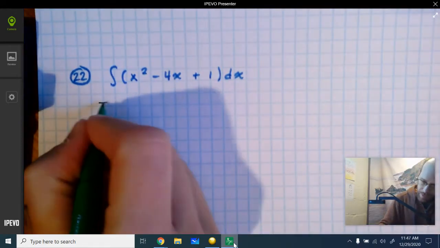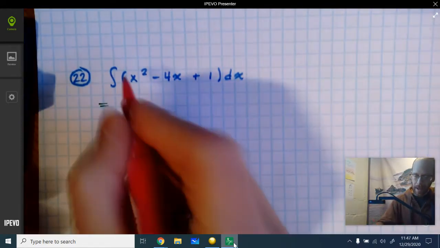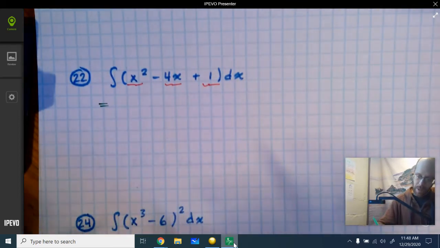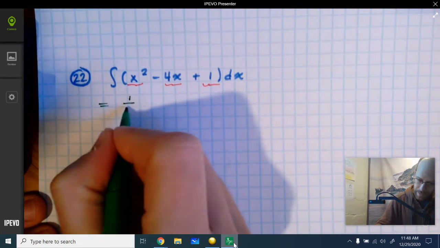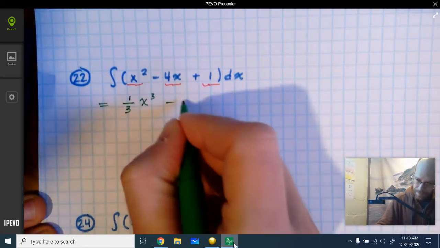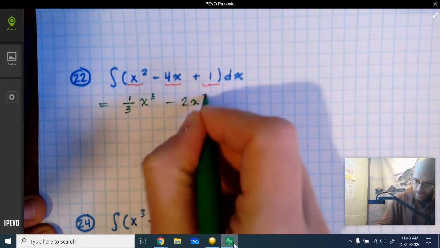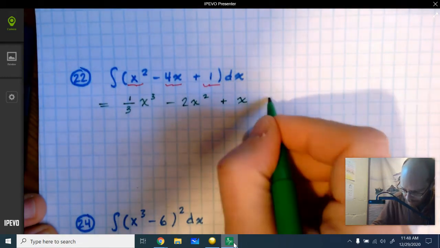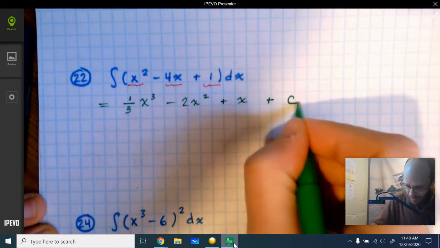So when you see one like this, you're just going to think of it as having 1, 2, 3 separate terms. And we're going to independently take the antiderivative of the first one, and then the second one, and then the third one, and we're going to slap a C on the end.